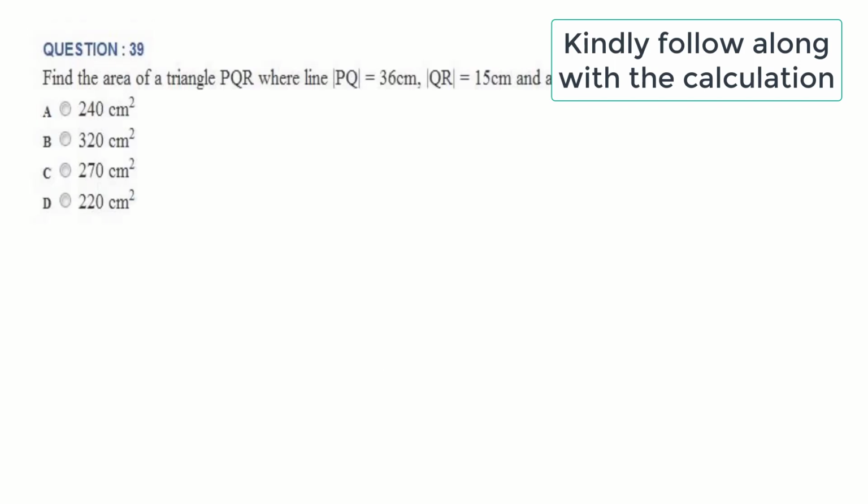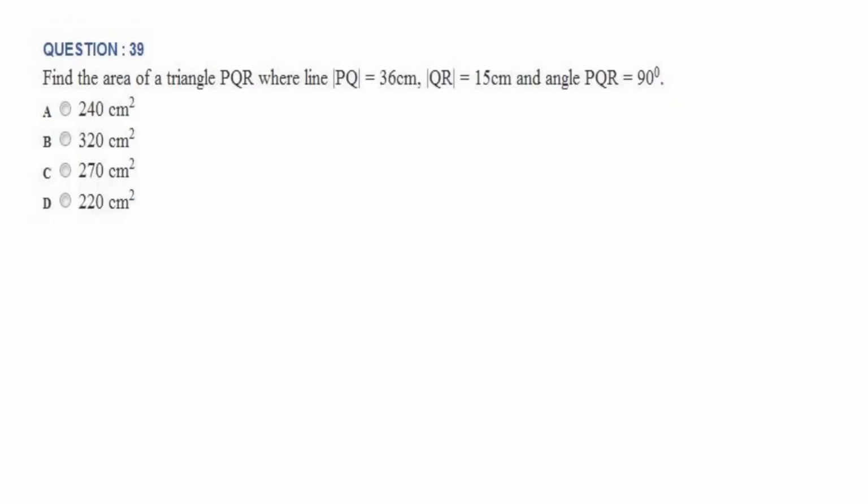Find the area of the triangle PQR where line PQ is 36 centimeter, QR is 15 centimeter, and angle PQR is 90 degrees. So let's try to draw out this triangle, the triangle PQR. Here we can see that there's a 90 degrees. So this is a right angle triangle. So this is our 90 degree. And since we know that Q carries the angle, so this is Q. So let's take the P, and here is R.